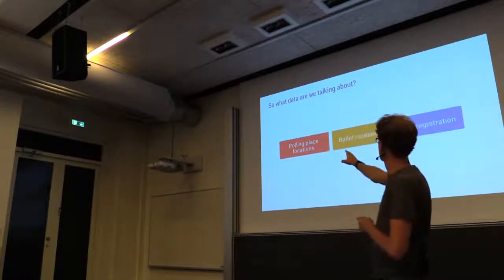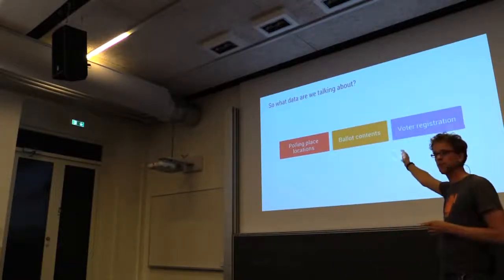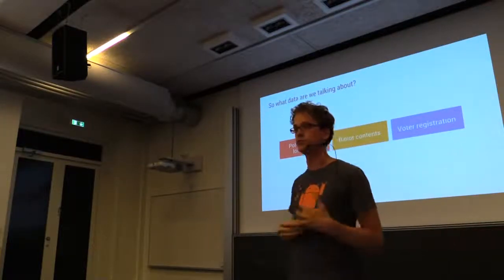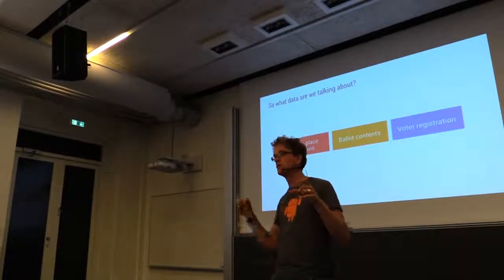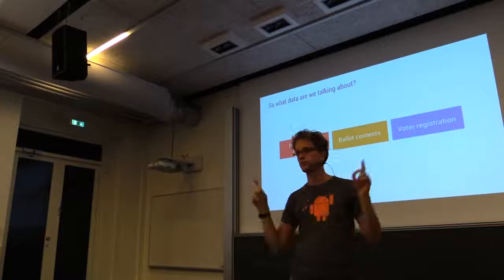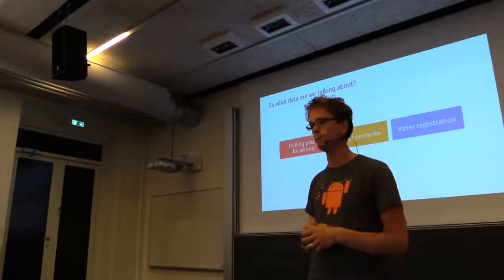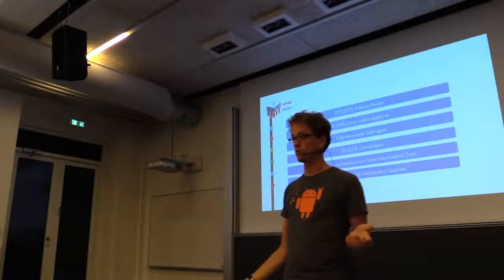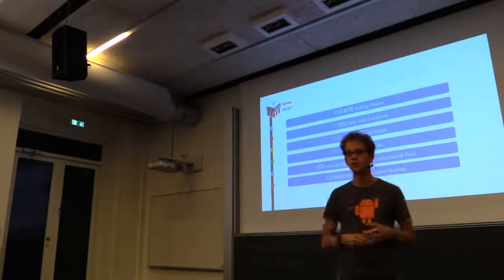So this is about polling place locations, the actual content of the ballots, so the people that are running, and voter registration, so how do I register? Specifically in the US, that can be different on the county level, and in certain states, so there's not one golden rule for registering to vote. And we all know what's happening with turnout around the world, so we want people to vote.